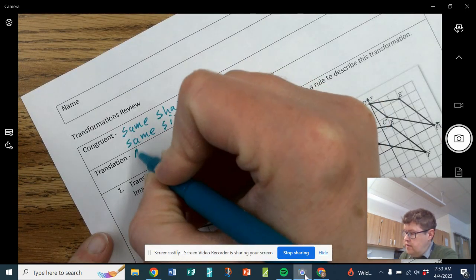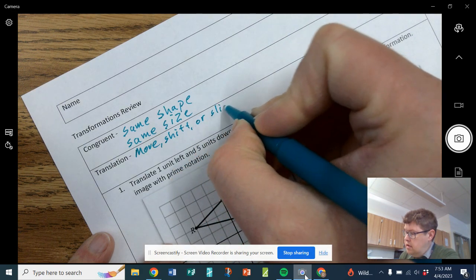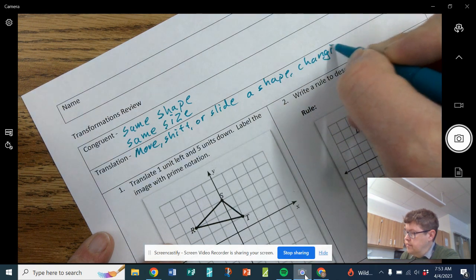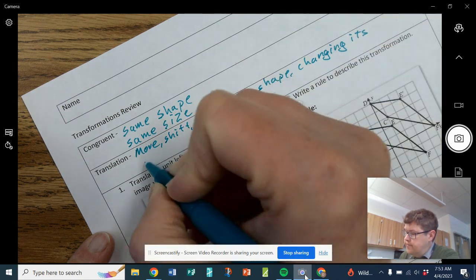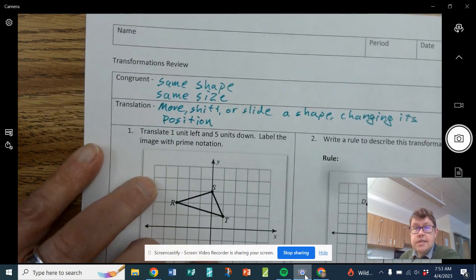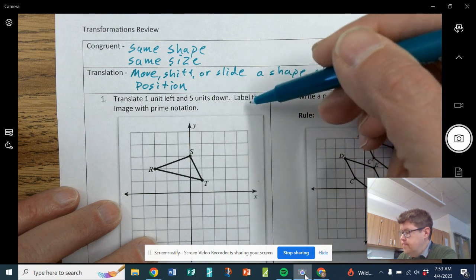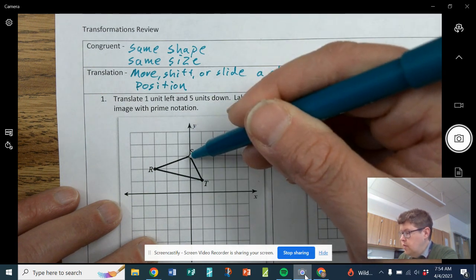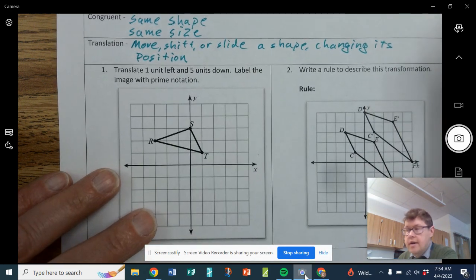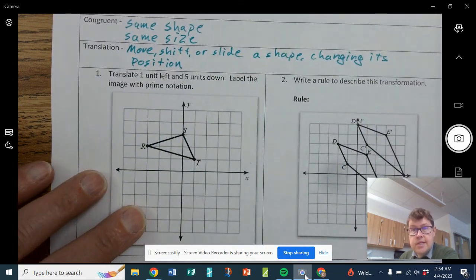Now, translation is when you move, shift, or slide a shape, changing its position. Another way to think about it is each point that makes up the shape moves the same distance and direction. So, for instance, if we're translating 1 unit left and 5 units down, we're taking each point, going 1 left and 5 down, and if we do that with each point, then we're going to have two shapes that are congruent to each other, okay? Because each point will have moved the same distance in the same direction.